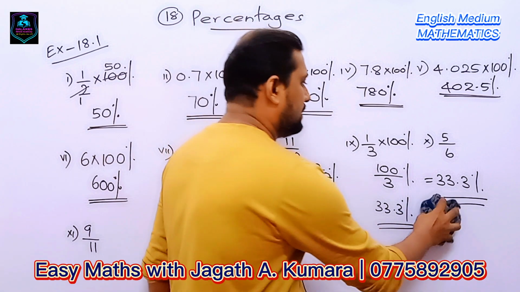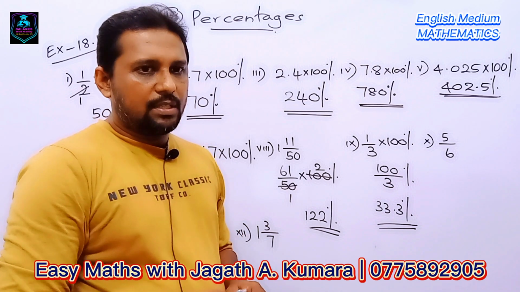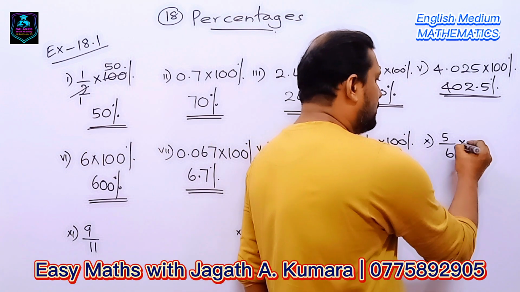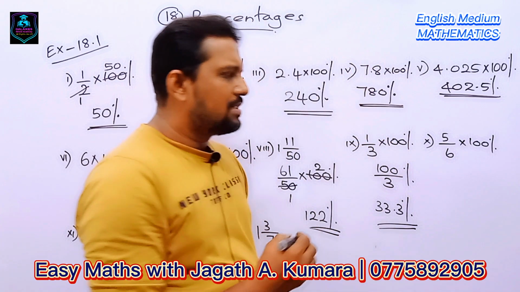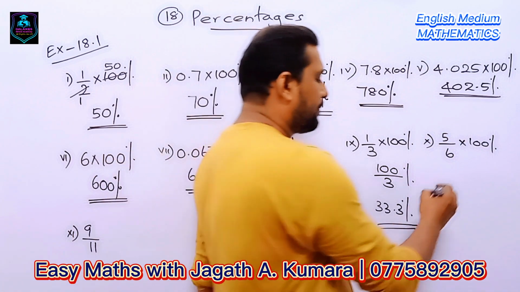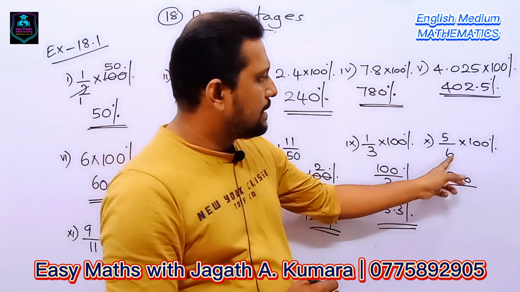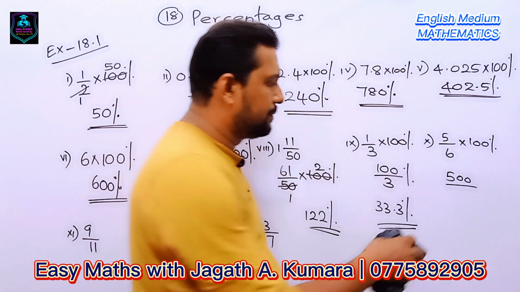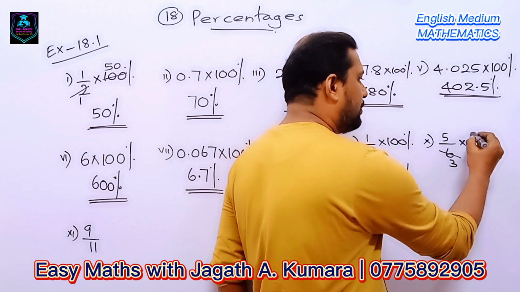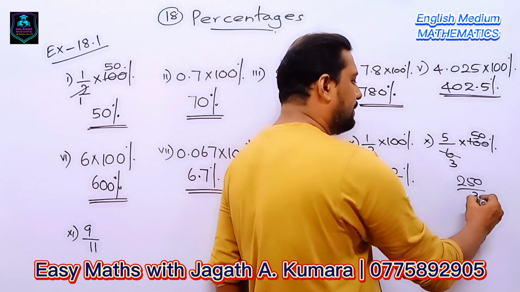Then let's go to number 10. Number 10 given 5 over 6. It is another fraction. You have to convert into percentage. So you have to multiply by 100%. We can't simplify numerator and denominator values, so you multiply 5 and 100, 500 divide 6. Before it you can divide, no? 6 and 100 you can divide by 2. 6 divide 2, 3. 100 divide 2, 50. Then 5 multiply to 50, 250 divide 3.